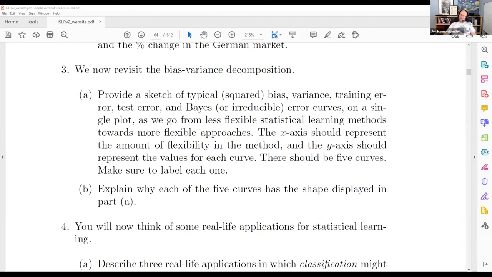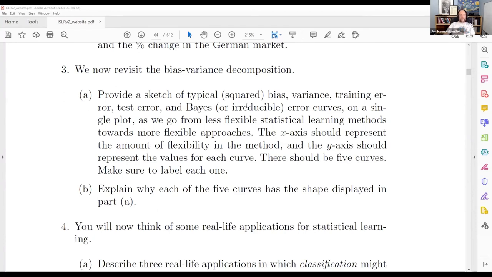And kind of very similar concept, the training error should be going down because you're fitting to that data, you're fitting to your training data. But the testing error can go up if we're overfitting to that training data with the flexible model.